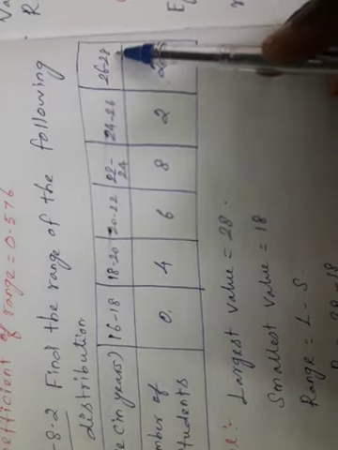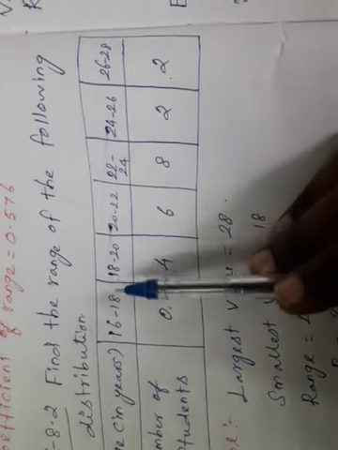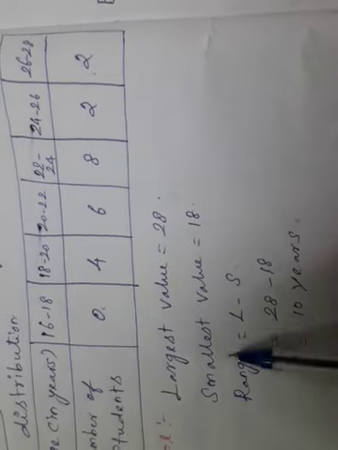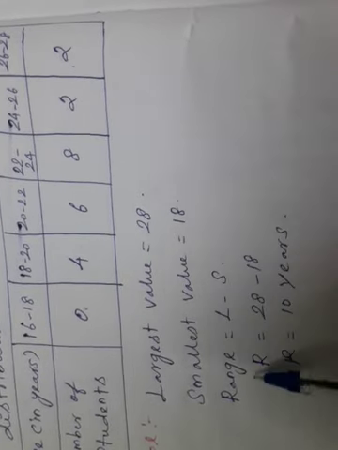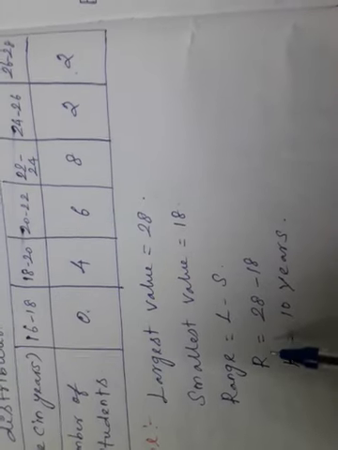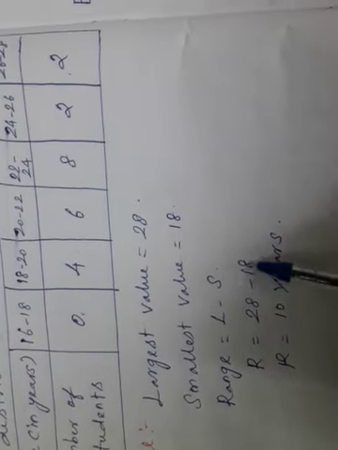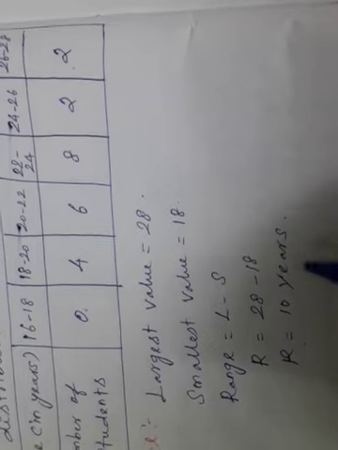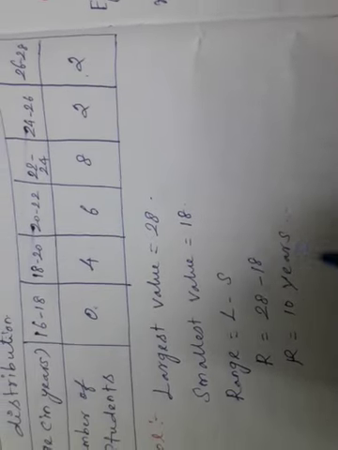So now we know the largest value. Now we know the smallest value also. Largest value is equal to 28. Smallest value equal to 18. We know the formula. Range is equal to L minus S. So range is equal to 28 minus 18. So range is equal to 10 years. We will see the next question.